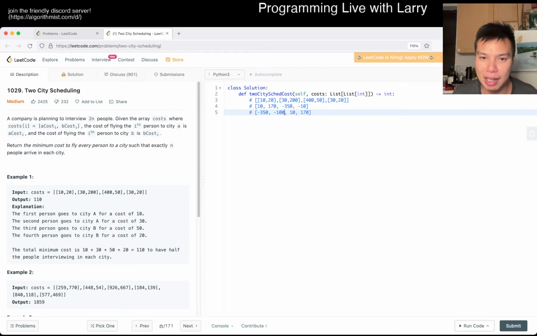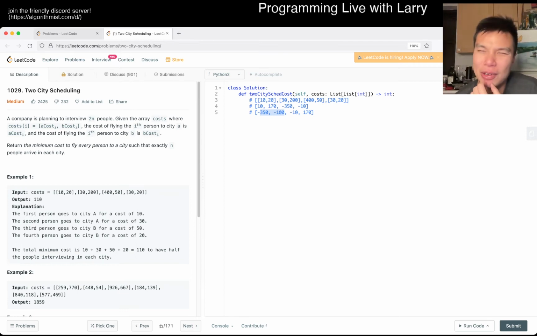If this is negative 100 and negative 10, it still makes sense for this to go to B and just eat the cost of B, because we know that this is going to have to be optimal, because now you can make the exchange argument, right?